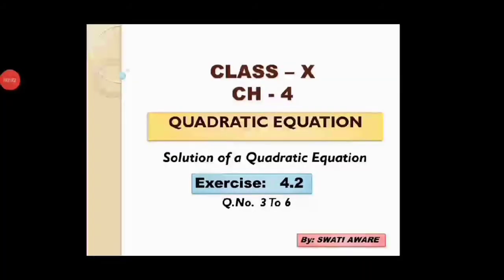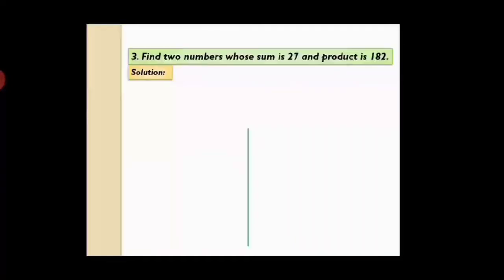Hello students, today we will solve question number 3 to 6 of exercise 4.2 of chapter 4 quadratic equation of class 10th. Question number 3 is: find two numbers whose sum is 27 and product is 182. Here we have to find two numbers whose sum is 27 and product is 182.